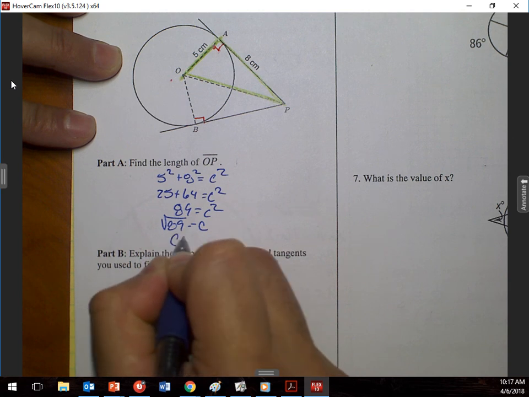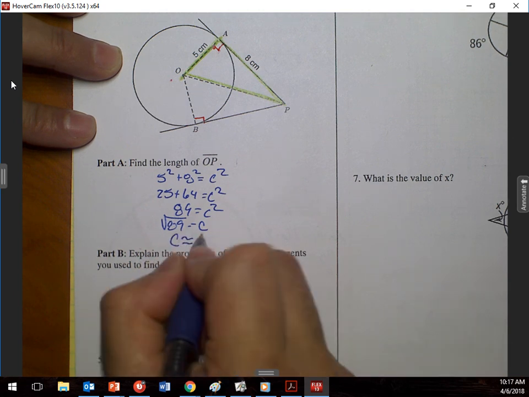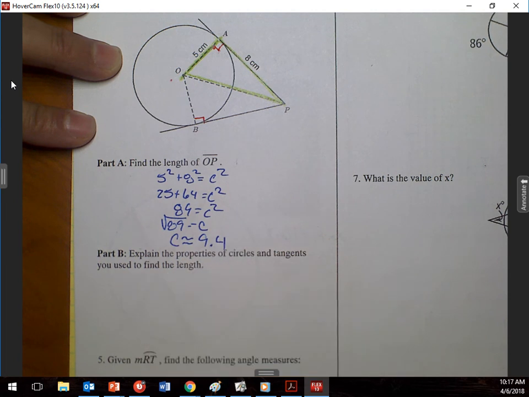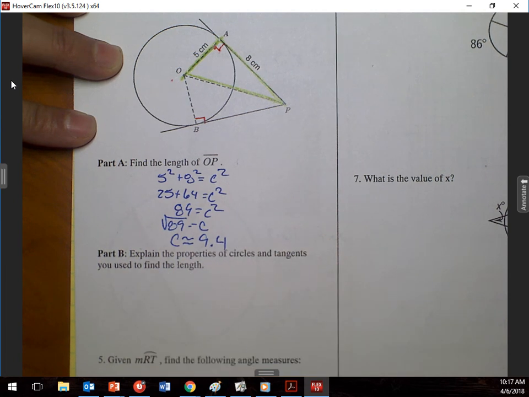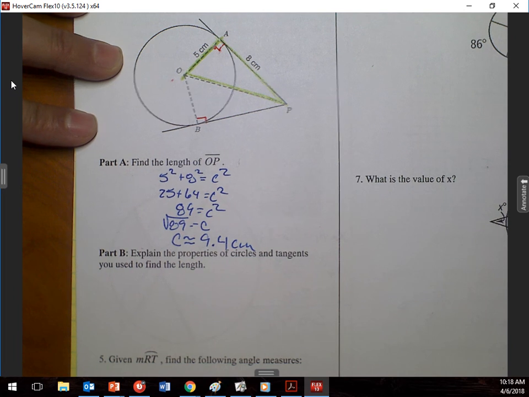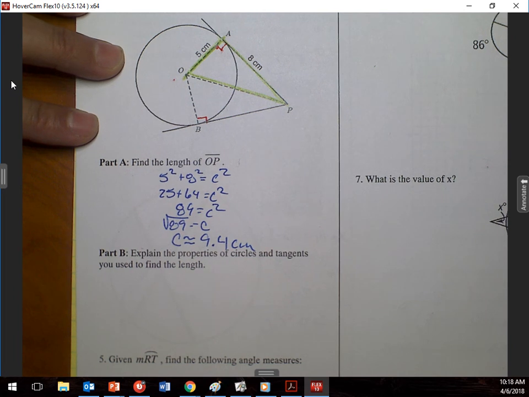So C is about 9.4. Do I have units? Centimeters, very good. Always try to make sure that you're putting whatever units we have there.